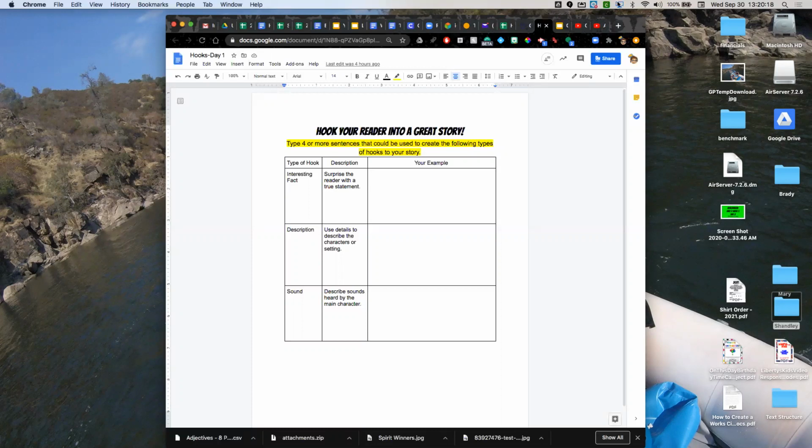I'm going to talk to you guys about 3 of them today, and then you are going to be using those hooks to write your story. Well, you're going to write just that first paragraph 3 times for your story, using an interesting fact, using a description, and using a sound.